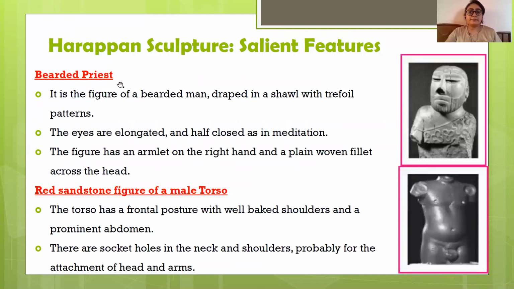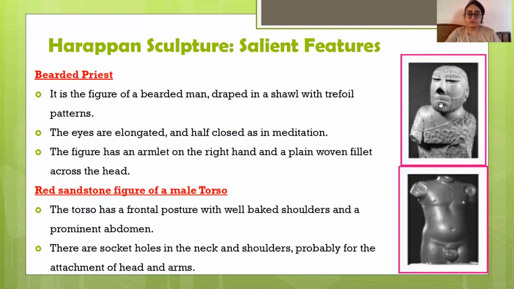Now we also find a bearded priest. This is also a part of Harappan sculpture. So it is the figure of a bearded man draped in a shawl with trefoil patterns. The eyes are elongated and half closed as in meditation, as you can see. He is draped with a shawl.